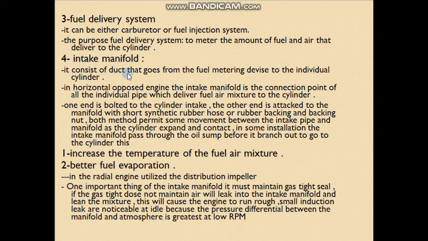It consists of ducts that go from the fuel metering device to the individual cylinders. In a horizontally opposed engine, the intake manifold is the connection point of all the individual pipes which deliver the fuel-air mixture to the cylinders. One end is bolted to the cylinder intake, and the other end is attached to the manifold with a short synthetic rubber hose or rubber packing and packing nut. Both methods permit some movement between the intake pipe and the manifold.